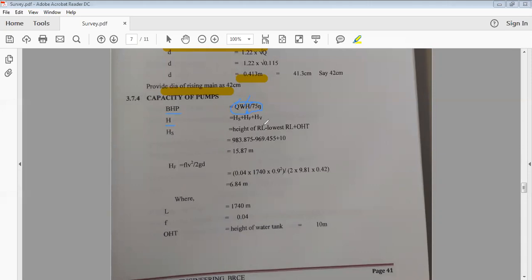Here you have the static head, determined by your RL, the height from the lowest RL to the highest, and then the overhead tank, how much height you are providing. That also acts like energy. Whatever head there is, that much pressure we can induce in our individual pipe. The overhead tank height we consider 10 meters, and this elevation difference you already found becomes your static head. So this becomes the overall full head.